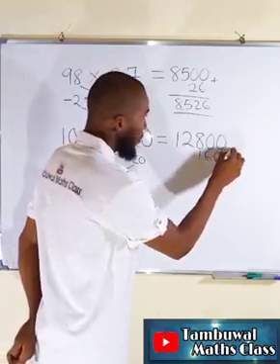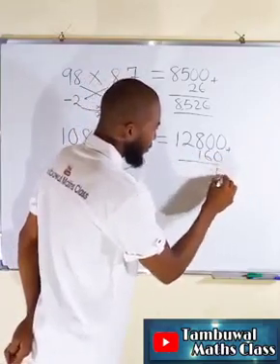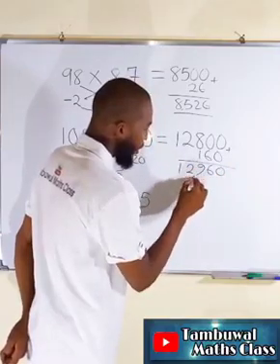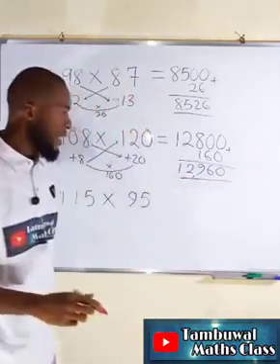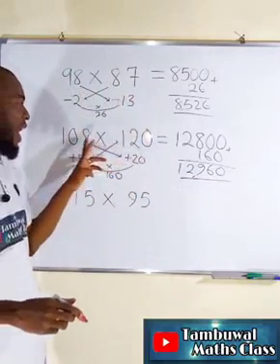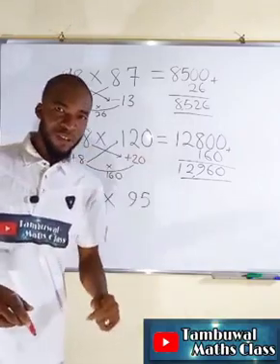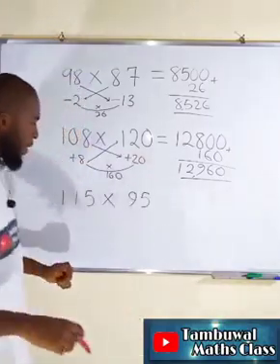We are adding 160. So we have 12,960 after multiplying 108 by 120. Now let us take the last one.